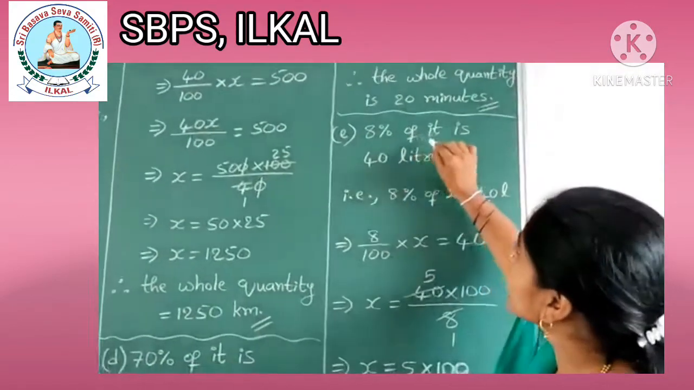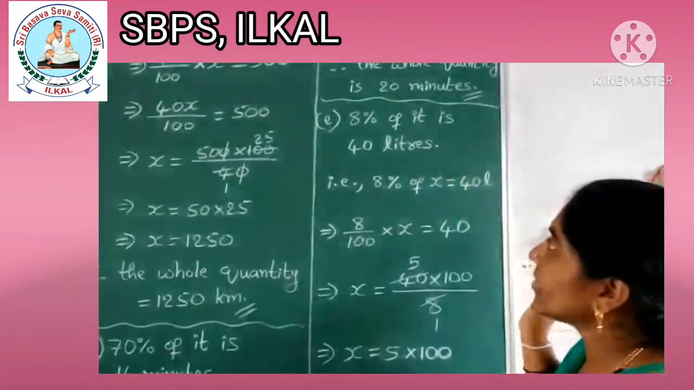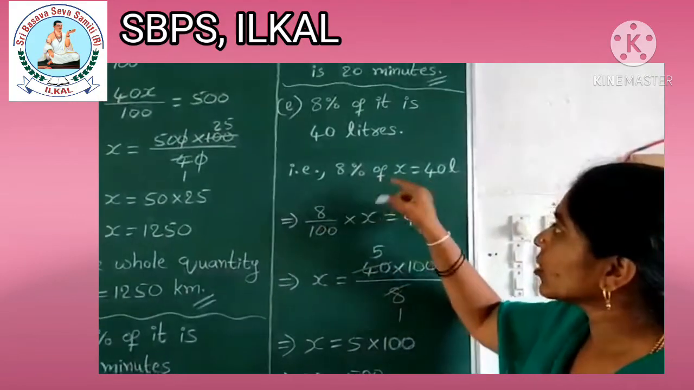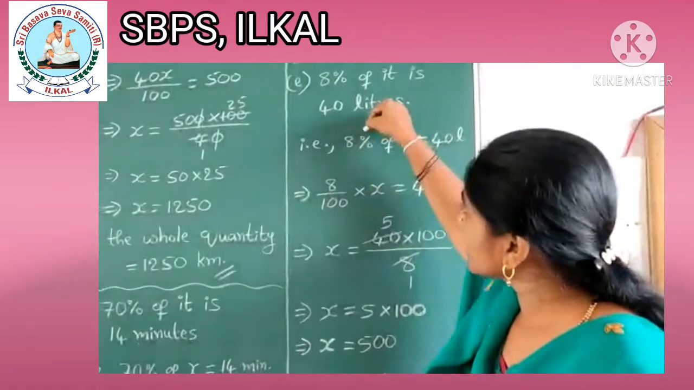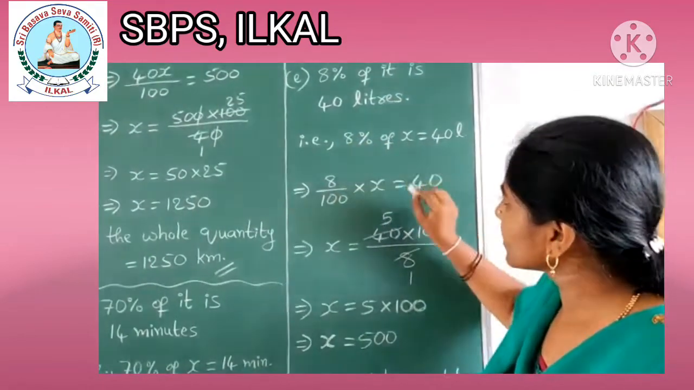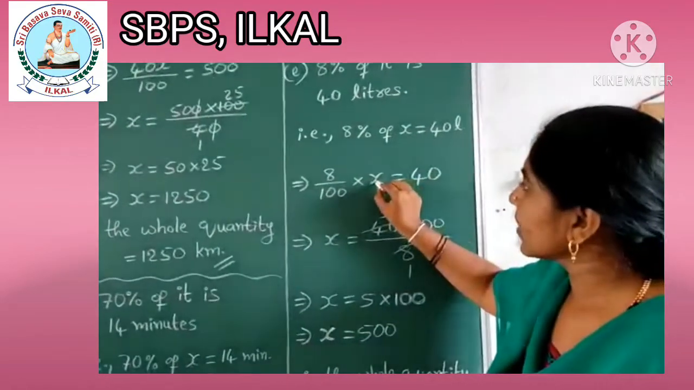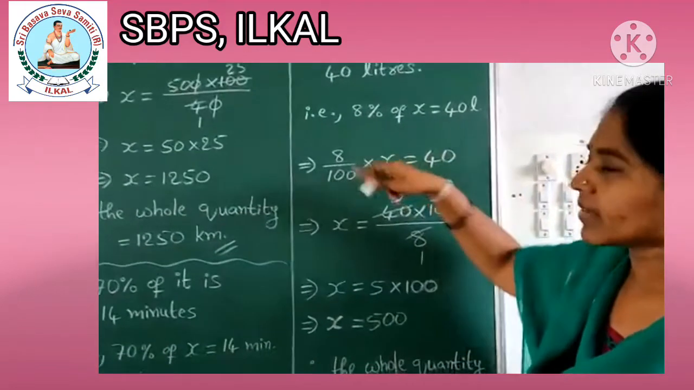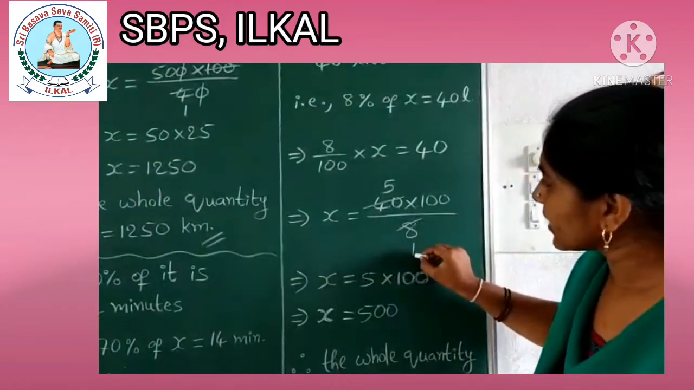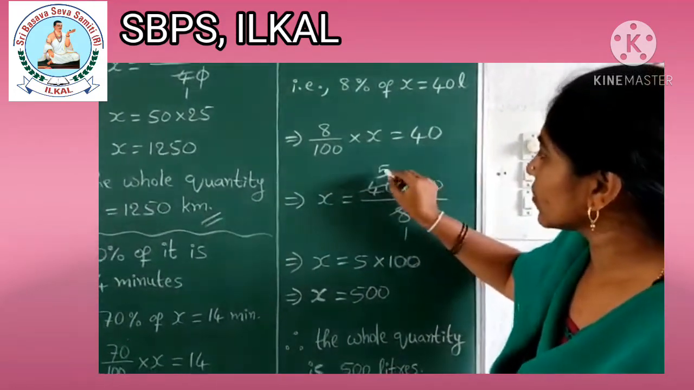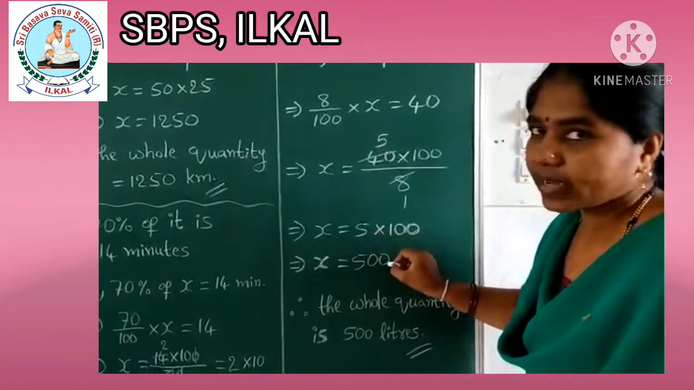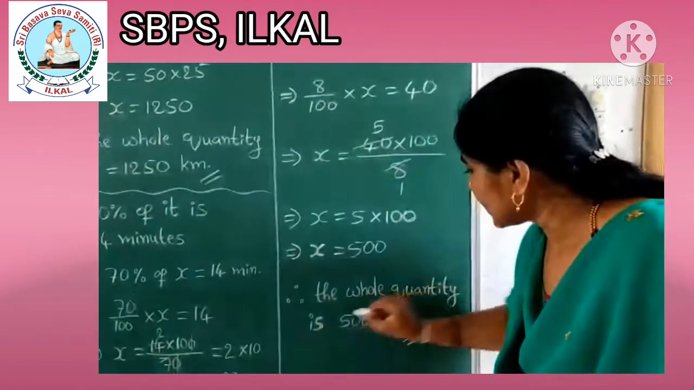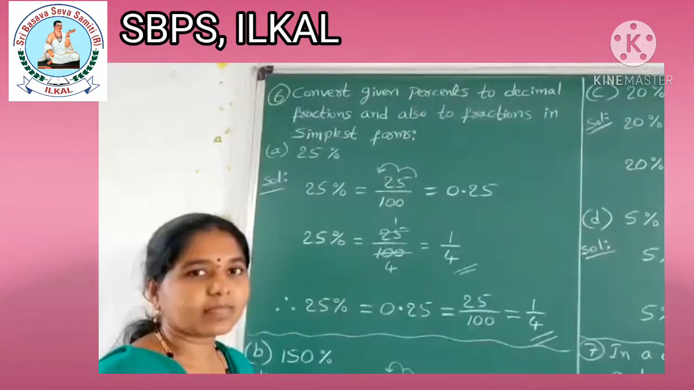Next one, 8% of it is 40 liters. That is 8% of x is equal to 40 liters. We will consider 8% means, children, 8 by 100 into x is equal to 40. Then x will be equal to 40 into 100 divided by 8. 8 ones are 8, 8 fives are 40. If you strike out, 5 into 100 remain. x is equal to 5 into 100 is 500. Therefore, the whole quantity is 500 liters.